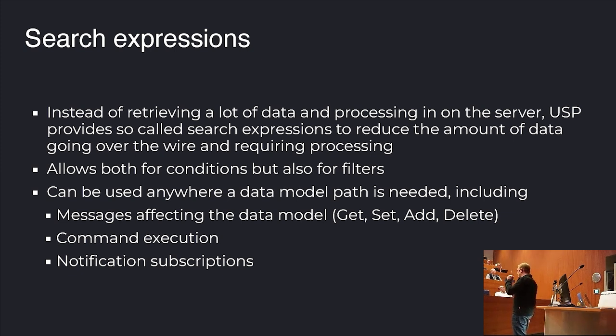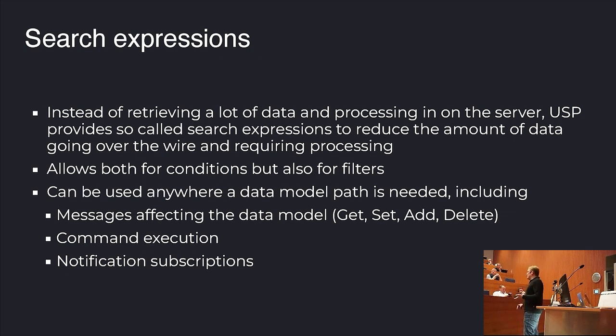So I'm only interested in network interface statistics if the interface is currently up. I'm only interested in data that matches certain criteria. And the interesting part here is you can use search expressions almost everywhere. So you can have your notification subscriptions based on those search expressions, which means that you don't get flooded with notifications that you're not interested in. You can use it in your direct interactivity. So you can use it if you do a get, for instance. You can say only give me the interface information about some interface that has the name Wi-Fi, for instance.